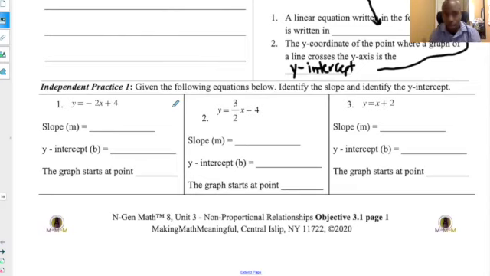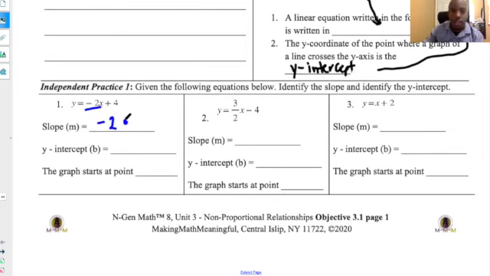But let's look at number 1 on the independent practice, which I'm going to do for you, and then I want you to do 2 and 3. Number 1, first thing I want to do is identify the slope. Now, our slope is always the number in front of x. So in this case, we see this number right here. If you say 2 here, that's not right. If you say 2x, that's not right. If you say negative 2x, that's not right. The slope here is just negative 2. It is the number in front of x. Notice I include that negative sign.